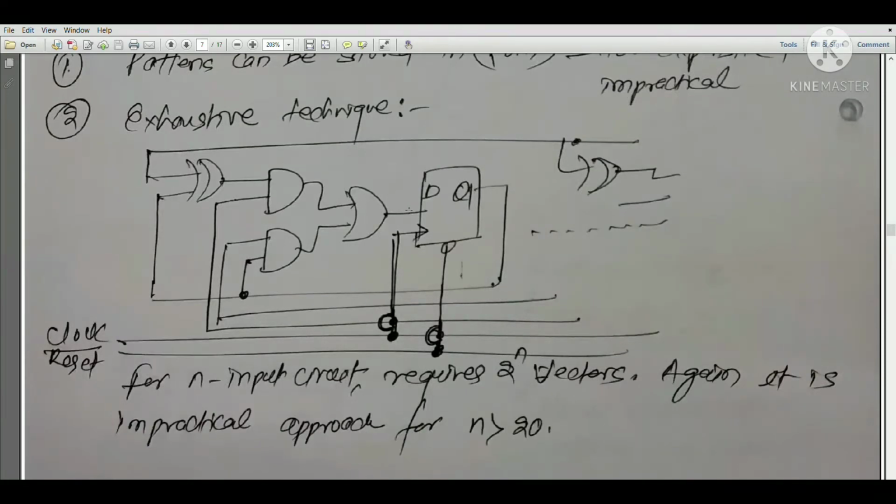This is the exhaustive technique. In the exhaustive technique, for an n-input circuit, it requires 2 to the power n vectors. Again, it is an impractical approach for n greater than 20. If n is less than 20, you can still design an exhaustive scheme for generating the test vectors or test patterns. But for a greater number of inputs, the idea of the exhaustive technique is not of much use.